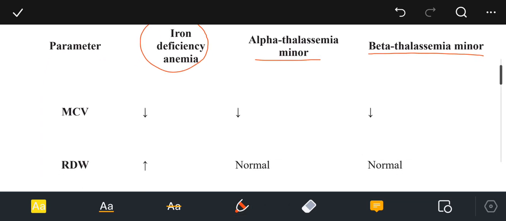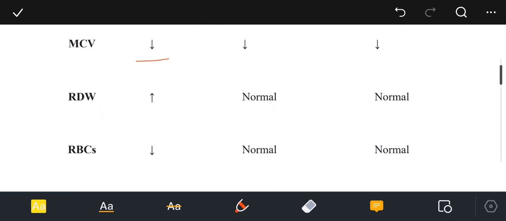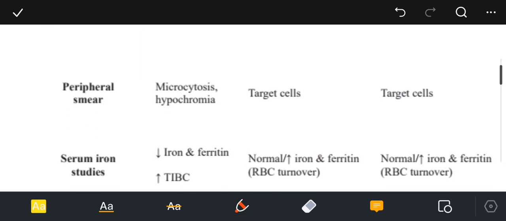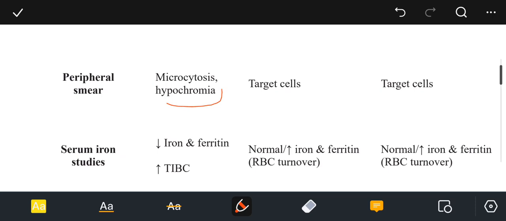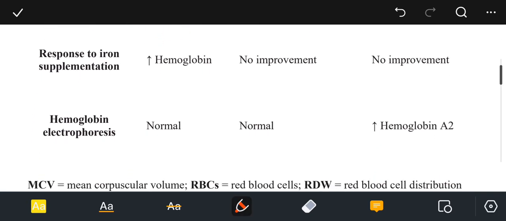So the parameters in iron deficiency anemia: the mean corpuscular volume will be low. The RDW, that is RBC distribution width, is basically the measure of the variation in the size of RBCs from the smallest RBC to the largest RBC. The width between the sizes of these two RBCs is called RDW. That will be increased. RBC count will be decreased in iron deficiency anemia. The peripheral smear will show microcytosis and hypochromia. Serum iron studies will show decreased iron and ferritin and increased total iron binding capacity. Response to iron supplementation will show increased hemoglobin, and hemoglobin electrophoresis will be normal.